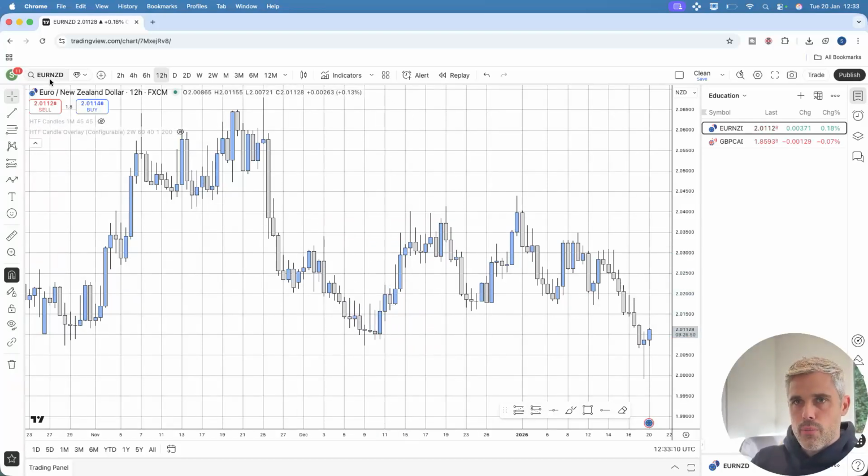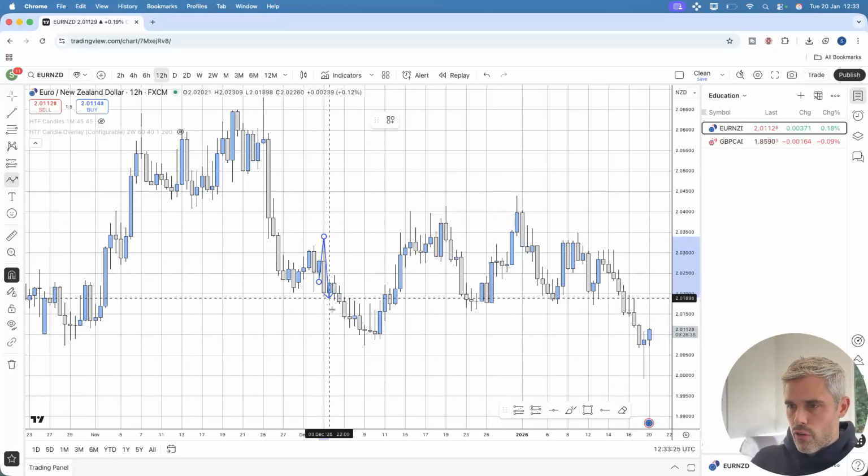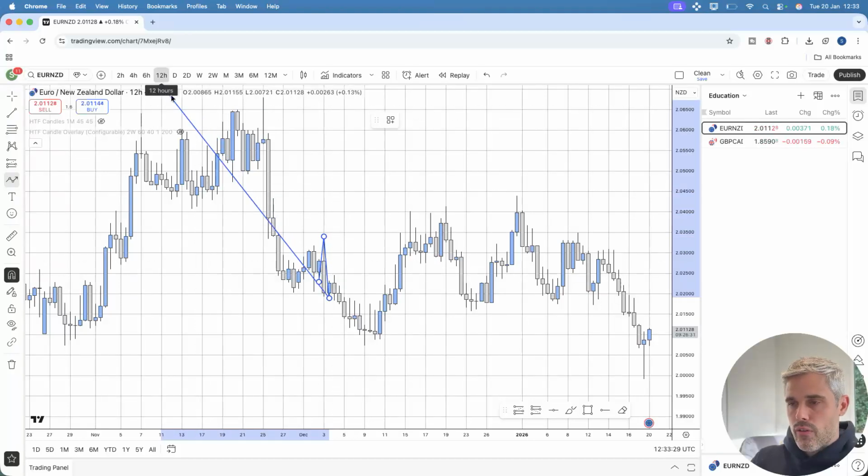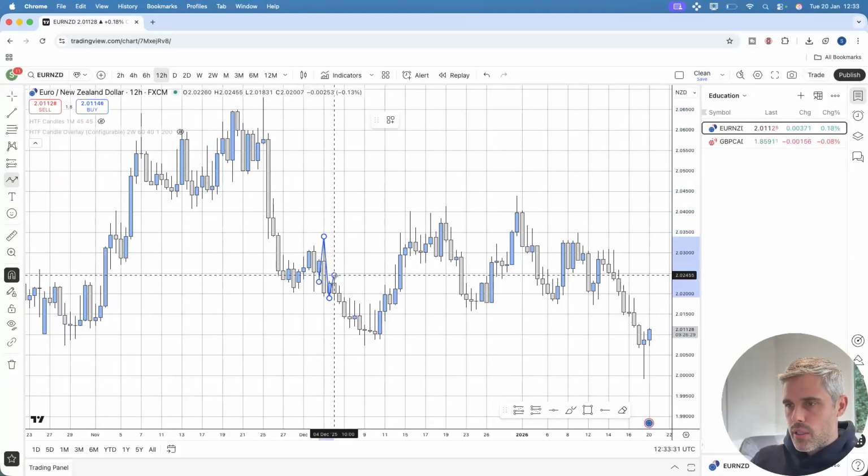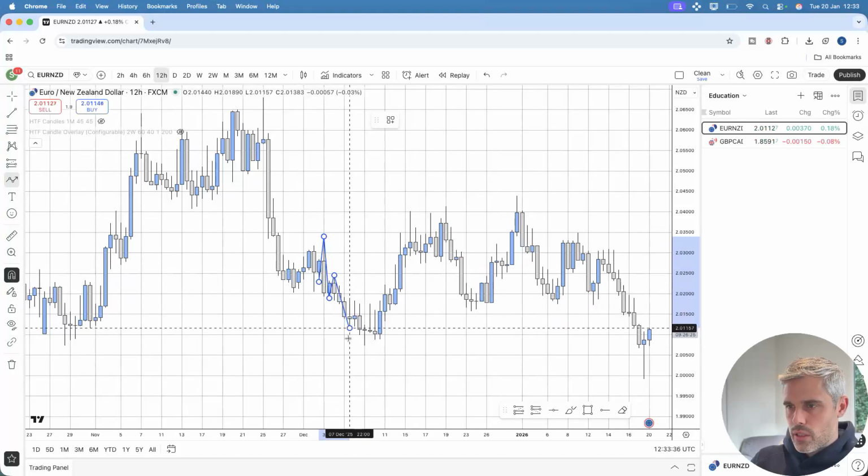I'm going to look at a quick example on Euro New Zealand dollar before diving onto GBP CAD. So right here in the market, we have bearish price action. We have a bullish candle. We have bullish momentum in the market that then sells off, creating a bearish order block. And we're analyzing the 12-hour time frame right now. Then we see a trade back into the order block and a continuation lower.